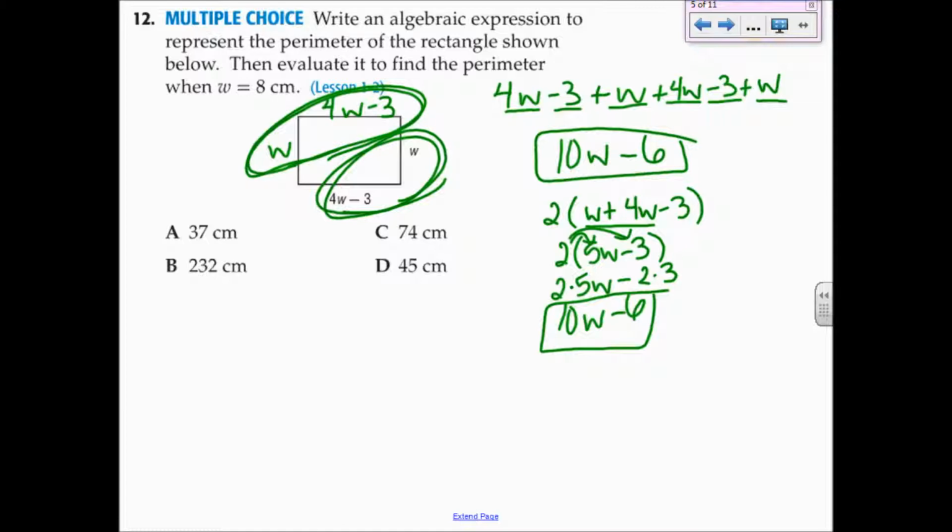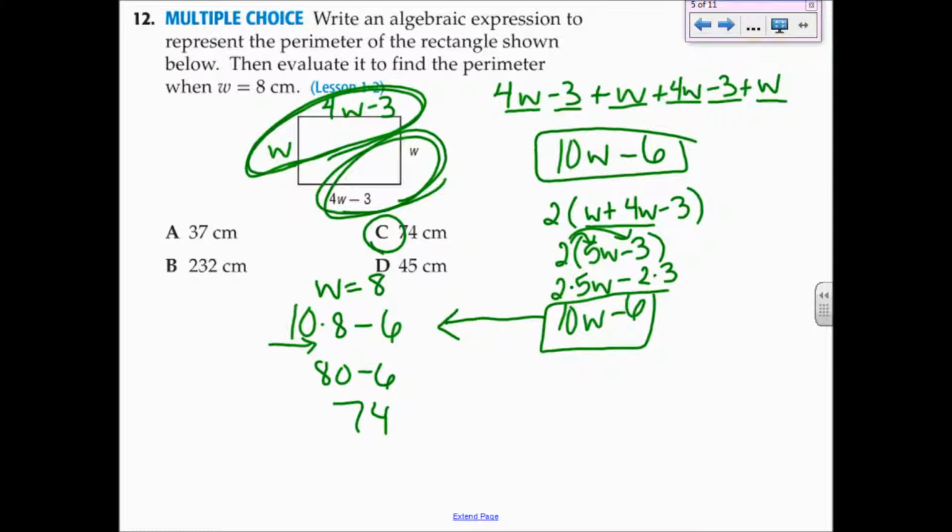Then I go through and I'm going to evaluate if W is 8. So if W is 8, then I'm going to take my expression and substitute 8 in for W. So 10 times 8 minus 6. And then order of operations, I do 10 times 8 first, which is 80, minus 6. And 80 minus 6 is 74. And it said 8 centimeters. So my final units would be centimeters. And that matches answer C.